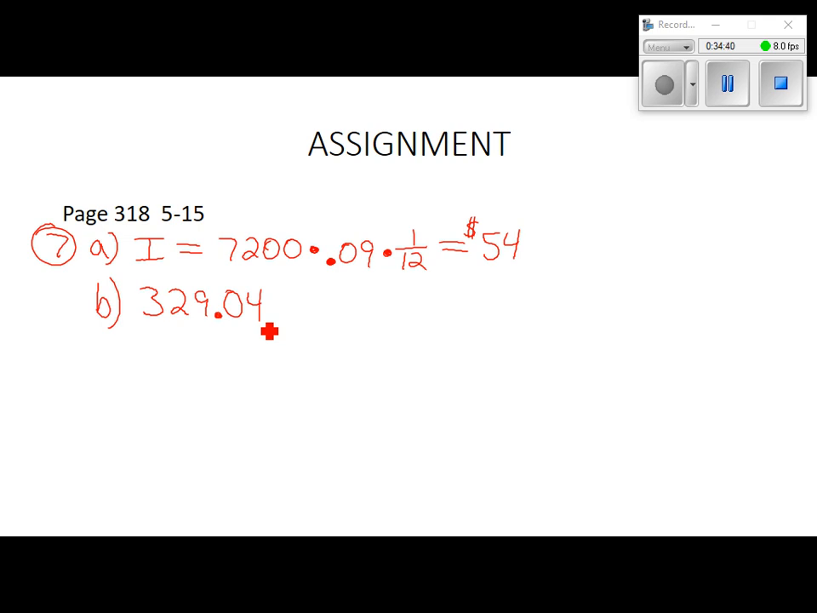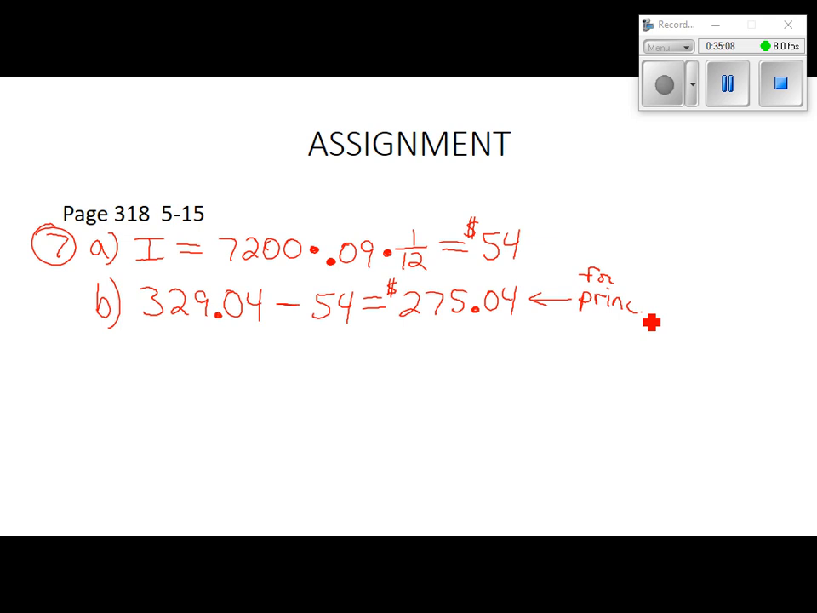We take that amount and subtract off the 54. What does that leave you with? $275.04. Now, what's $275.04? The payment towards the principal. That's going towards the principal.